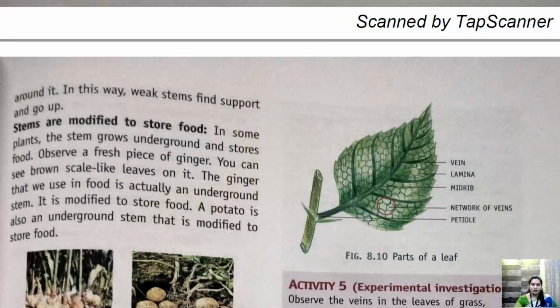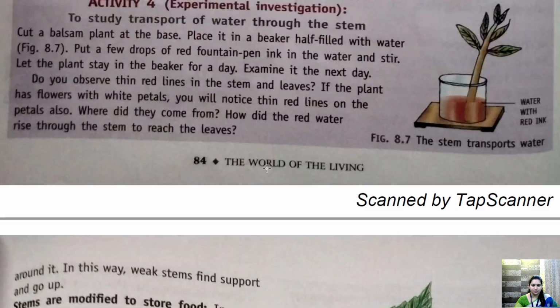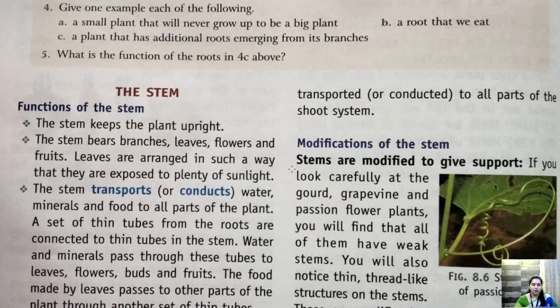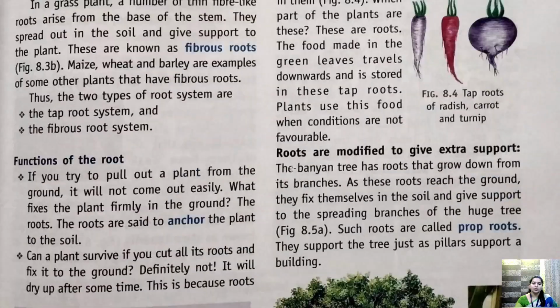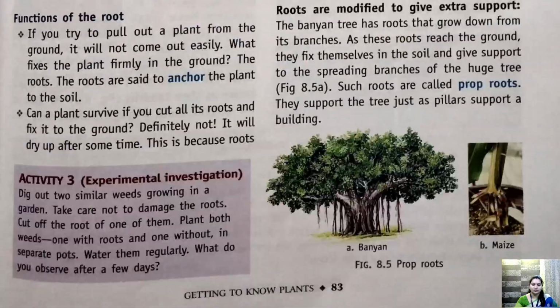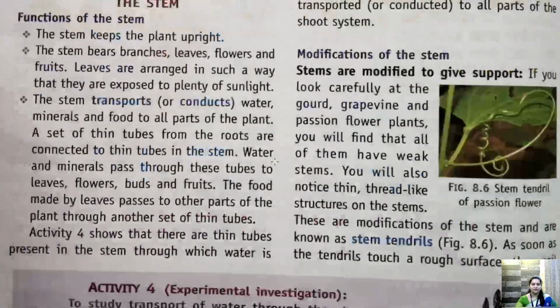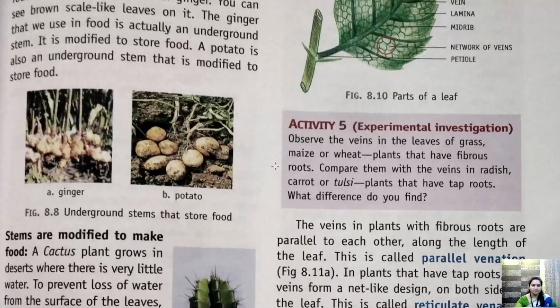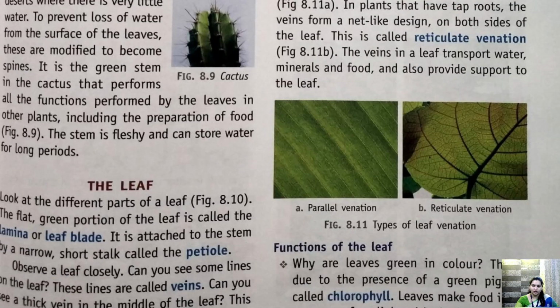Okay, so children, please open this chapter. Chapter number 8, Getting to Know Plants. First we'll read what is written in the chapter and then we'll continue. So we were doing the function of the leaf. Leaf and stem we have done, and we were doing the leaf.